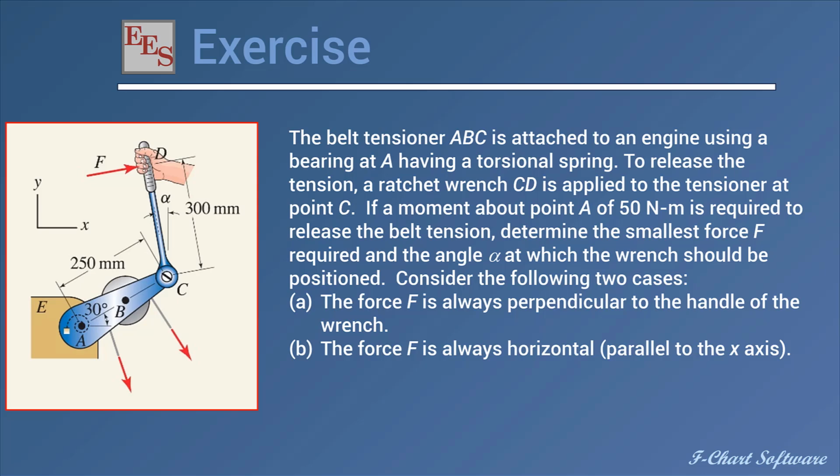We have this belt tensioner that's attached to the engine at this point A, so it rotates around A. And if you want to release the tension, then you would apply a ratchet wrench here at the end of the belt tensioner, so at point C, and then you could sort of pull on that, and that would release the tension on the belt.